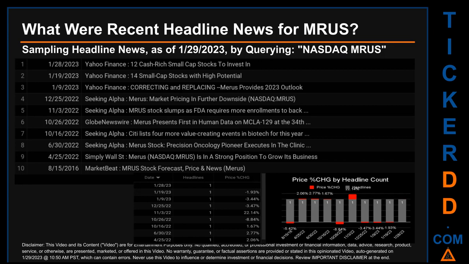What were recent headline news for MRUS? Today, Sunday, January 29, 2023, I sampled one of our news aggregators for latest headlines for this ticker. I did so by searching specifically by a keyword that may appear, broadly, in the title or the body, of discoverable news articles. The keyword that I used was a combination of the exchange and the ticker symbol, NASDAQ: MRUS. The results show 10 unique headlines, published evenly across 10 unique dates.